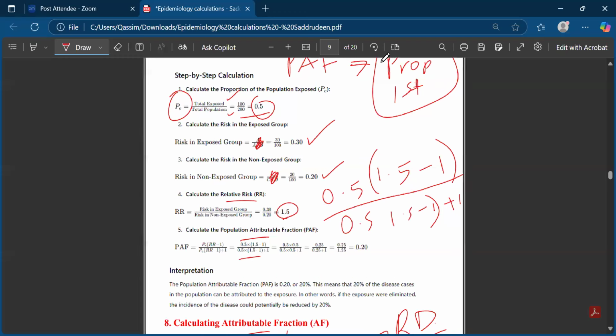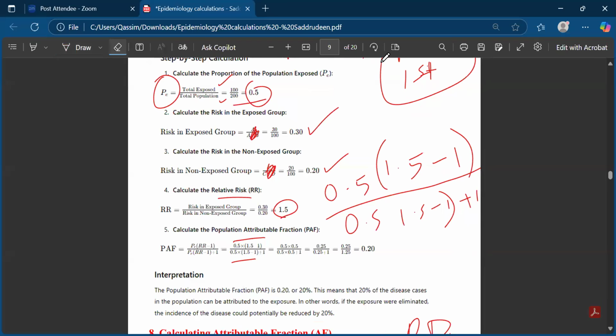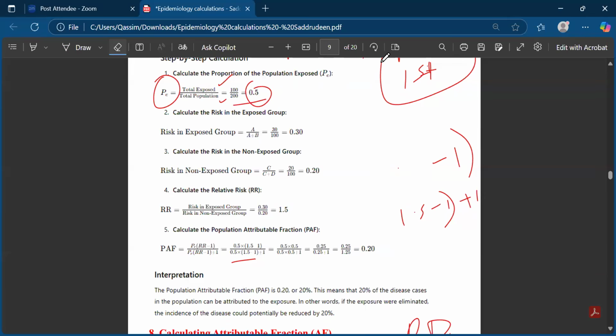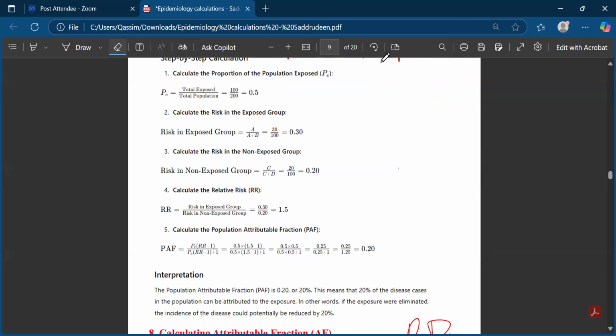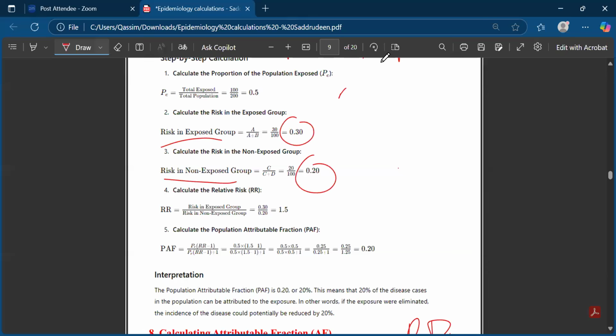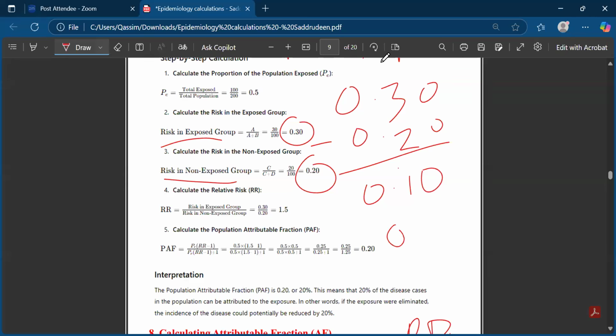So for example here, if I'm told to calculate the attributable fraction, how am I going to go about it? We've said it's the risk difference. So I take the risk in the exposed, which is 0.3, and the risk in the unexposed, which is 0.2. So I do 0.30 minus 0.20 and I get 0.10. And then what do I do? 0.10 divided by the risk in the exposed, 0.30.